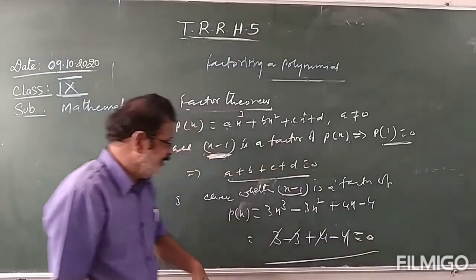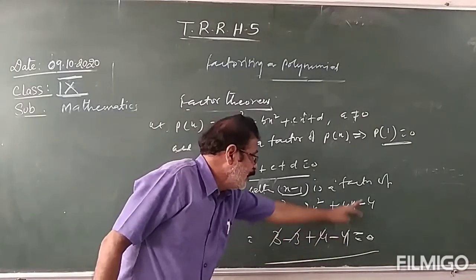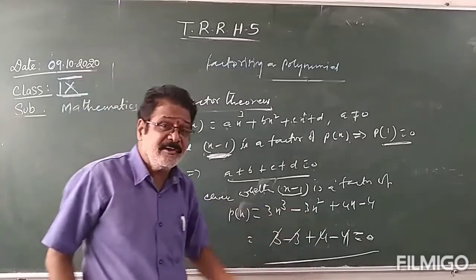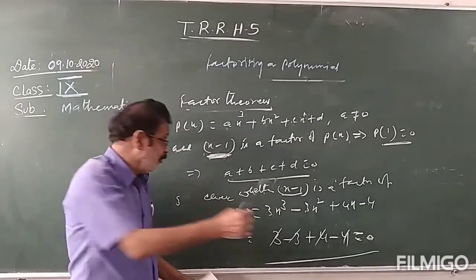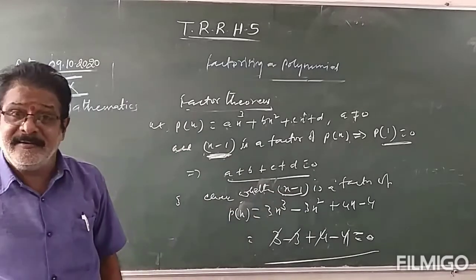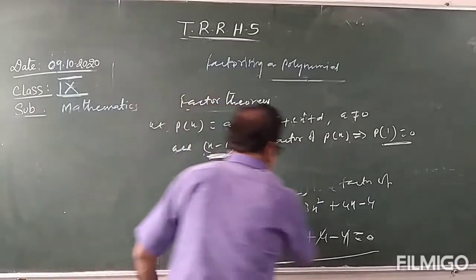Sum of the coefficients: x cube coefficient 3, x square coefficient minus 3, x coefficient 4, and constant is minus 4. All those we simplify, we got 0. If the sum of the coefficients is 0, x minus 1 is the factor. Directly we can say. Now, when is x plus 1 the factor?